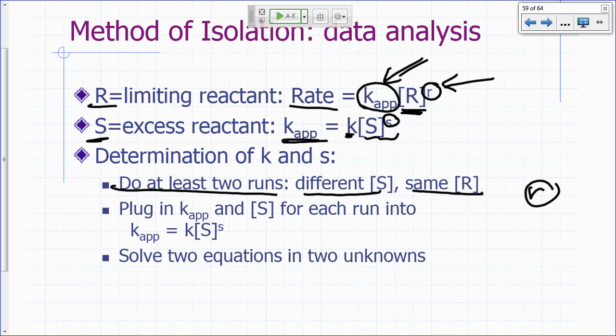And then what you do is you plug in the K apparent and the concentration of S for both runs, and that will allow you to determine the order of reaction with respect to S. You have 2 equations and 2 unknowns. So you have K app equals the true K times S to the s, and this K and this s would be unknowns for each run. So if you do 2 of those runs, you'll have 2 equations and 2 unknowns. You can figure out the true K and the value of s.